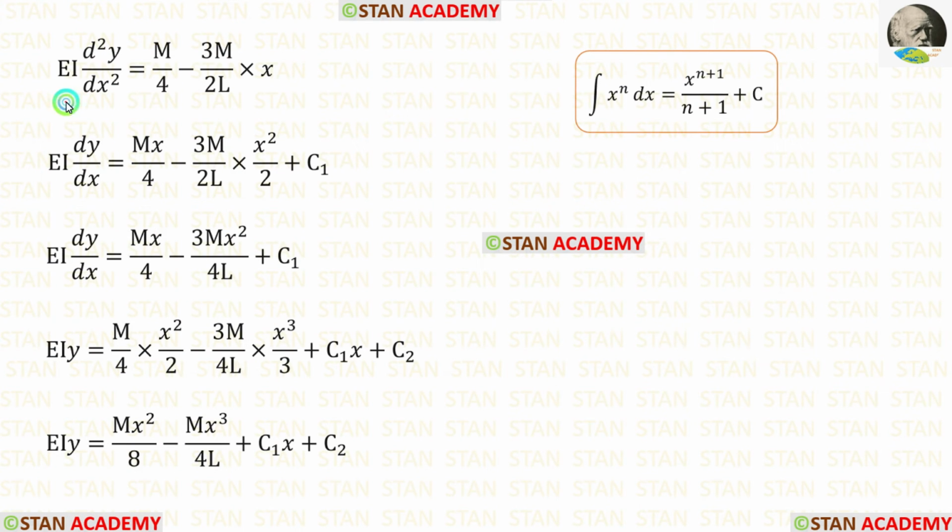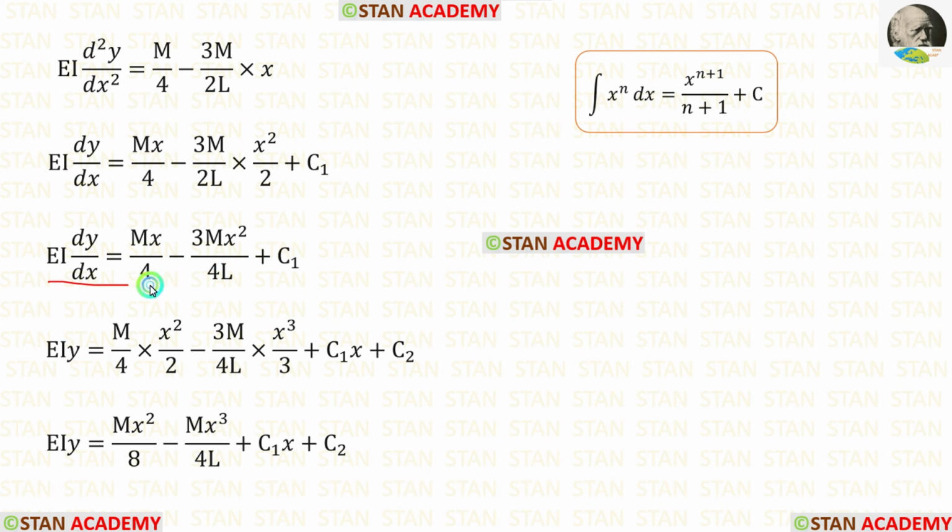Now let us integrate this equation on both the sides. When we integrate EI d square y upon dx square, we will get EI dy upon dx. For integrating these, we can use the integration formula. Using the formula, we are getting this. C1 is the constant. 2 into 2, we will get 4.